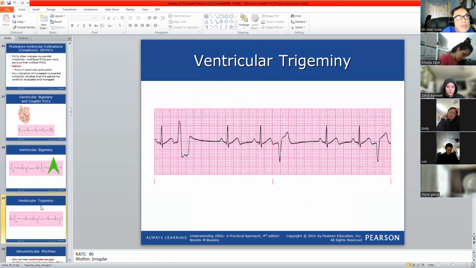Then the trigeminy: normal, abnormal, normal, normal, abnormal, normal, normal, abnormal. So we call this trigeminy. PVC. Okay? Ventricular trigeminy. All right.